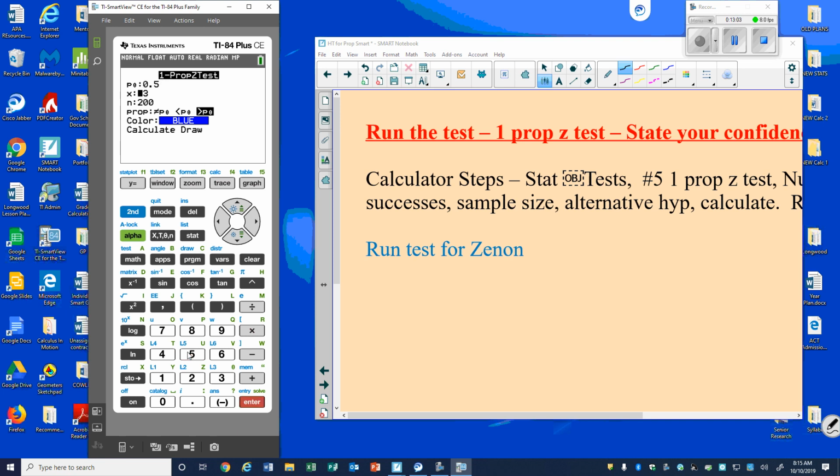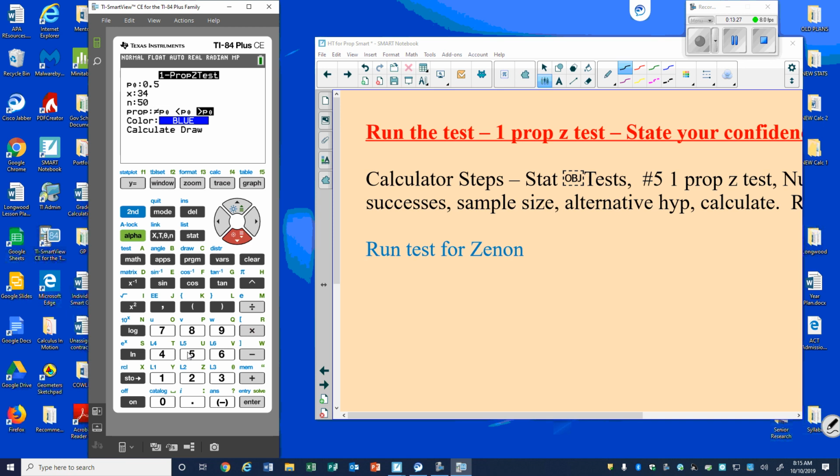Your x is the number of successes that you had in your study. So for this one, 34 students preferred the name brand potato chip. The n is your sample size. For this study, that was 50. And your proportion is the alternative hypothesis that you chose.